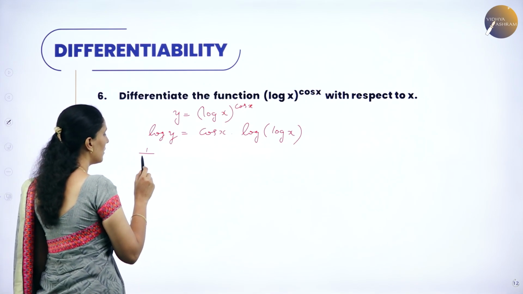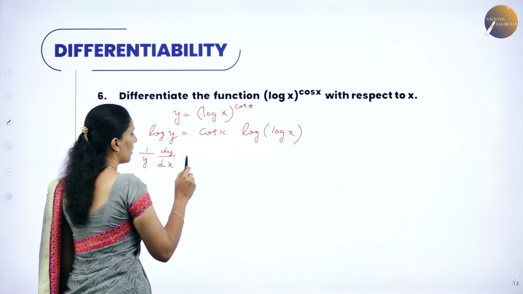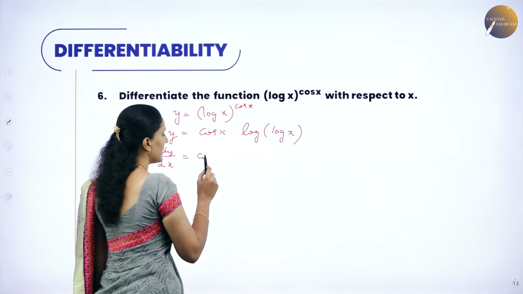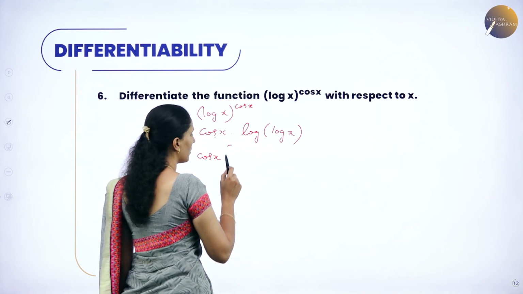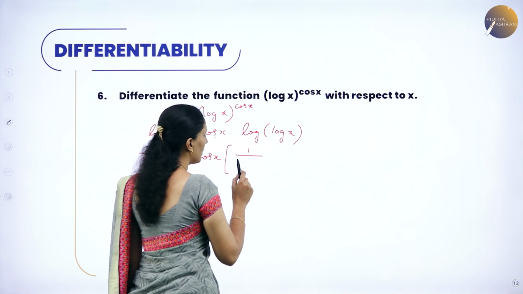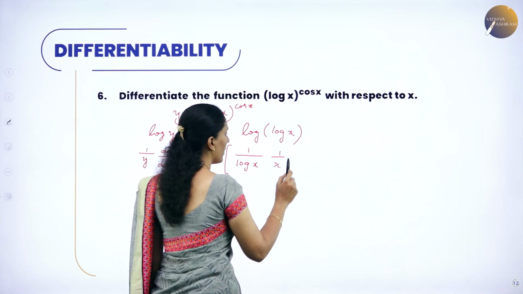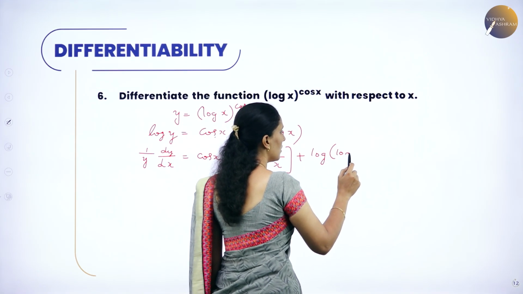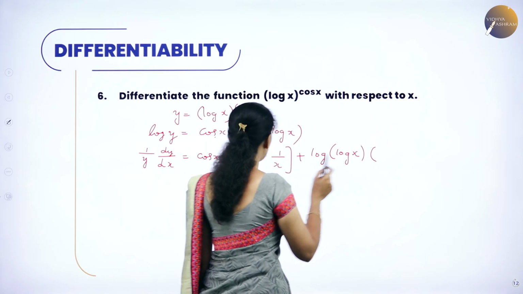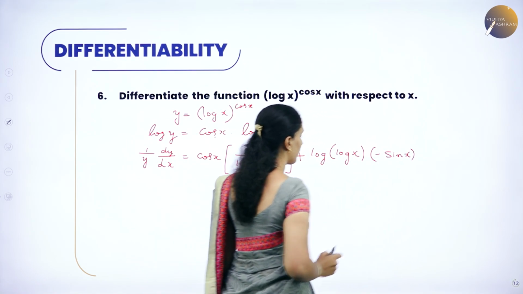Now let's differentiate on both sides. Log y gives 1 by y dy by dx. Cos x as it is, because it's a product rule now. First function, derivative of the second. So log of log x is 1 by log x, and derivative of log x is 1 by x, plus second function into derivative of first, that is derivative of cos x is minus sin x.